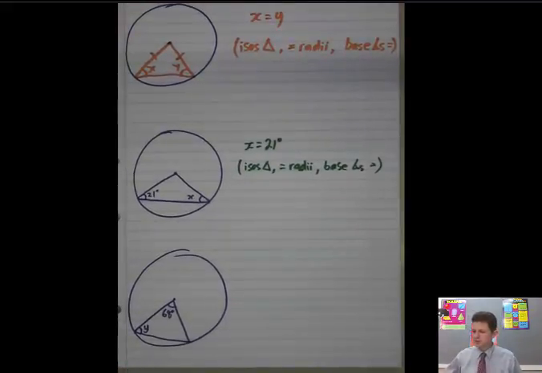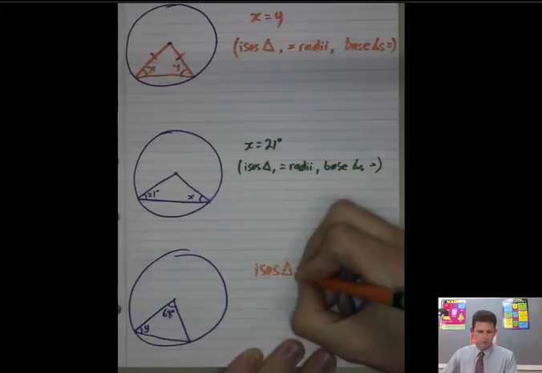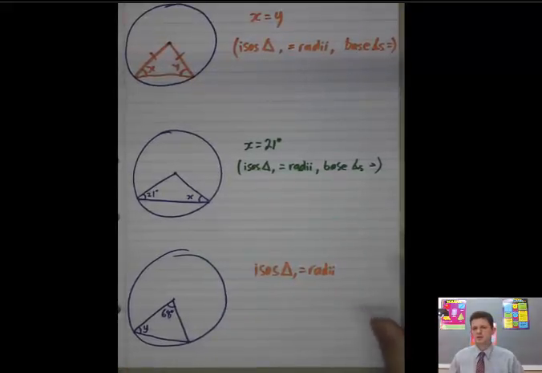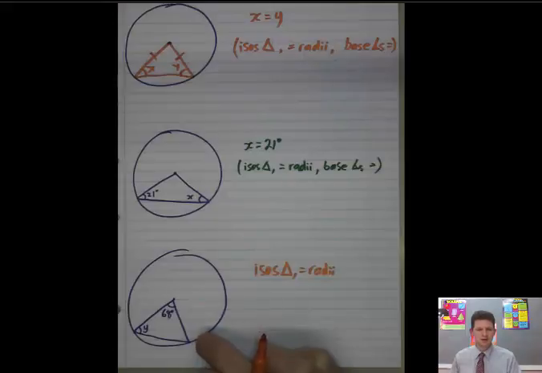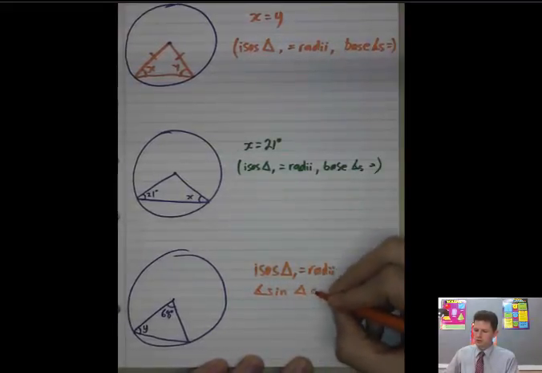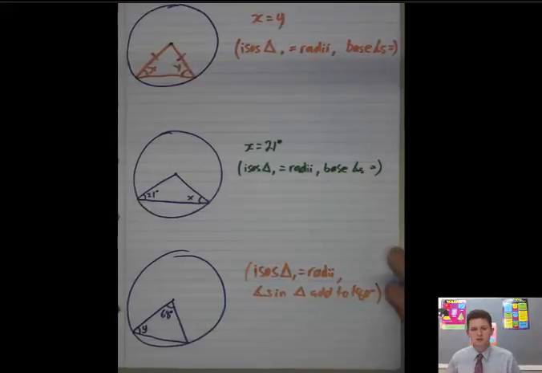Now, second example, it's the same sort of philosophy, but again we are going to have to do it slightly differently because this time we're given 68 here, we're not given Y, and that's what we have to find out. So what we can say is it's an isosceles triangle because it has two equal radii, so that's the same, but this time we're using the fact that angles in a triangle add to 180 degrees as well as the isosceles triangle thing. So angles in a triangle add to 180 degrees. Okay, so that would be our reason.